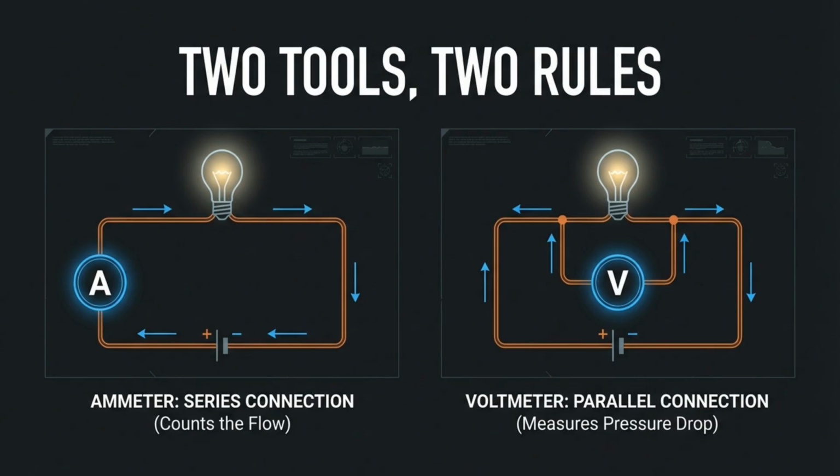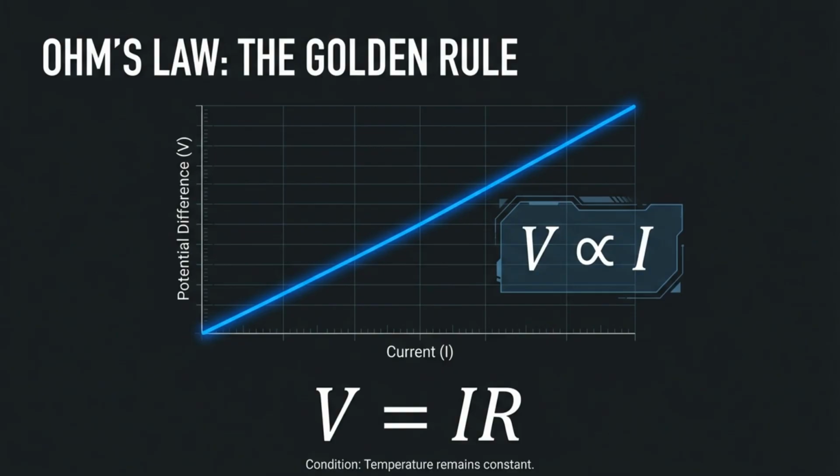The ammeter is connected in series to count the flow, and the voltmeter is connected in parallel to measure pressure drop. Ohm's law is the golden rule, stating that potential difference is directly proportional to the current, provided the temperature remains constant. This gives us the equation V equals IR.